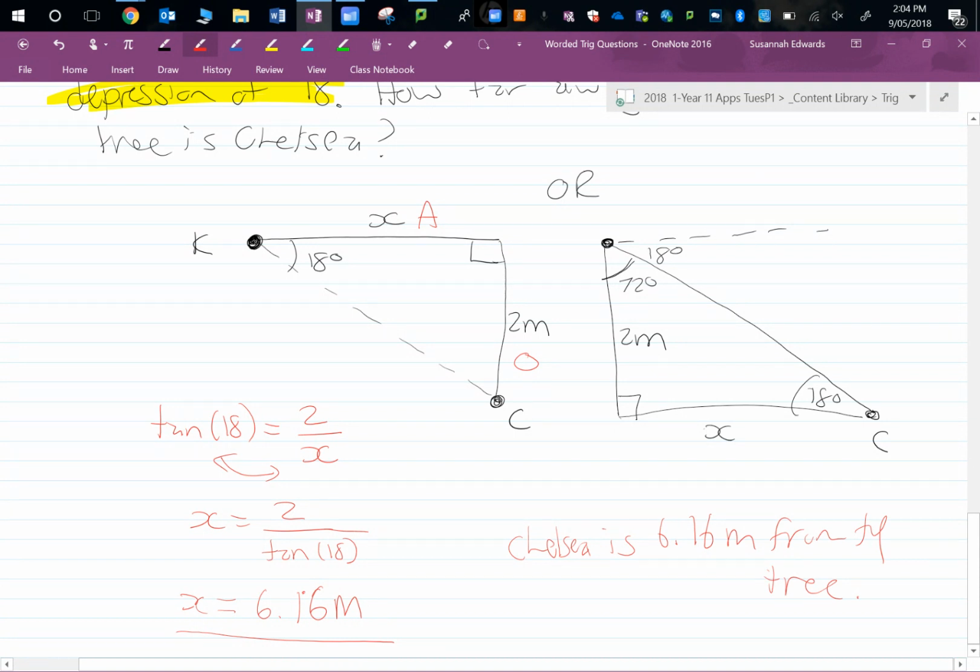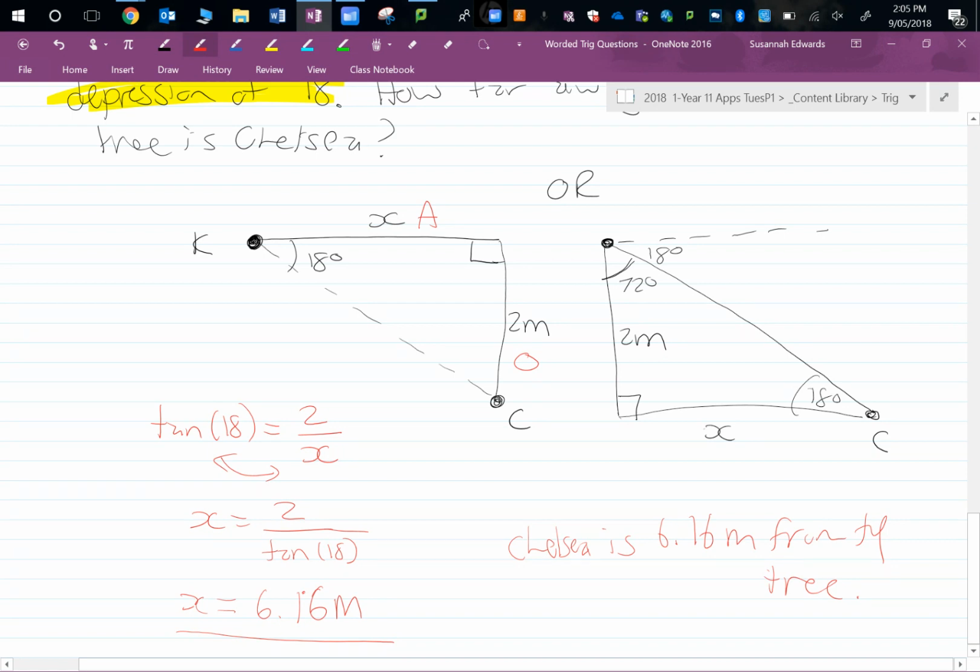Does that seem right? If you think about 18 degrees and then you go the opposite, that's 72, the 2 meters is going to be a lot smaller compared to the 72 degrees. It's going to be bigger. So that seems to me to be about right. It's triple the size. If you think about the angles, it's more than that. So that seems right to me.